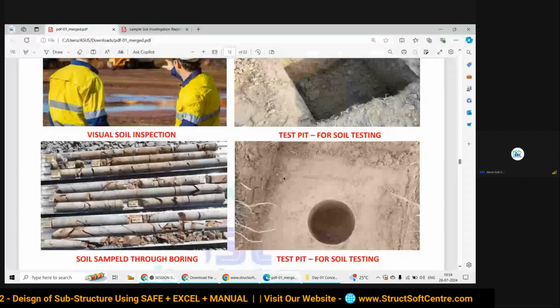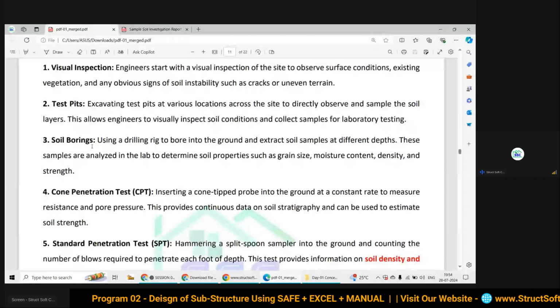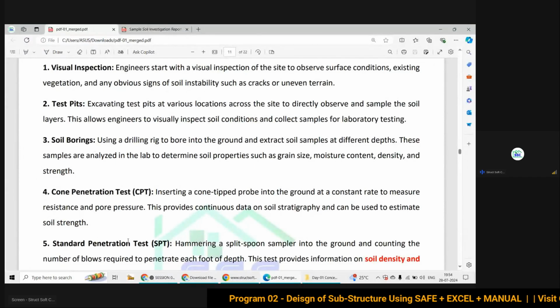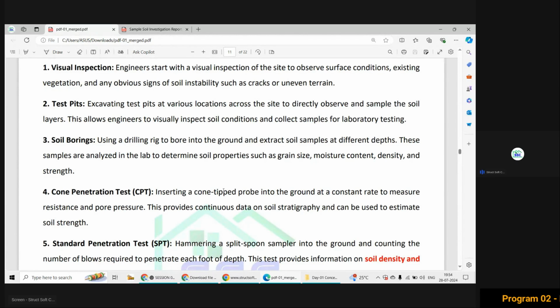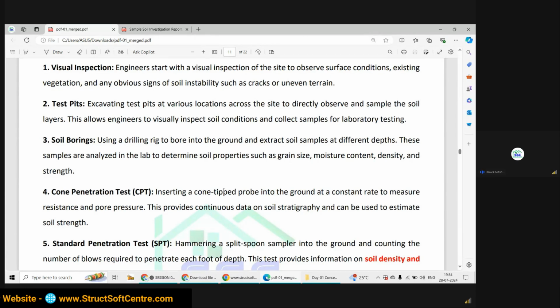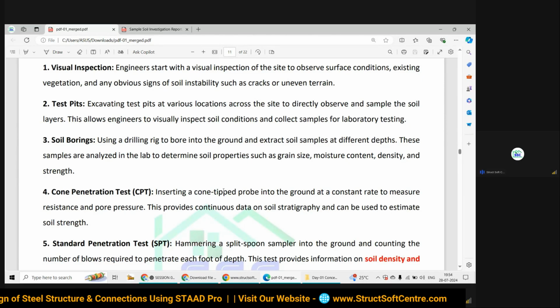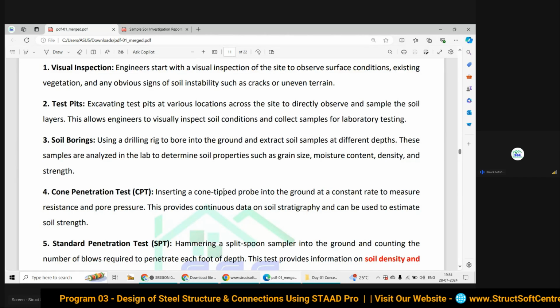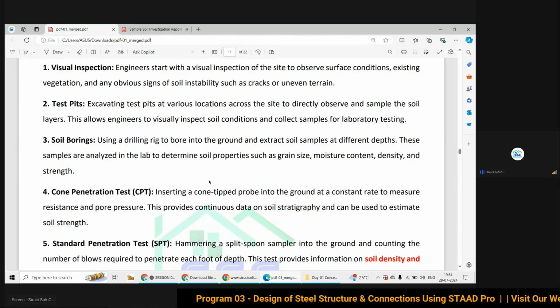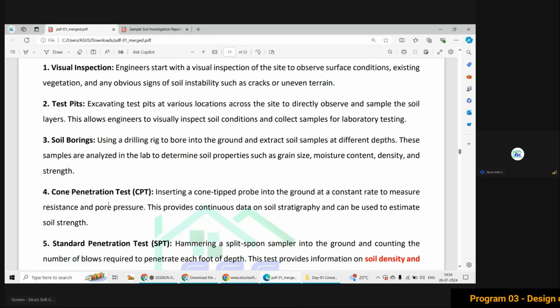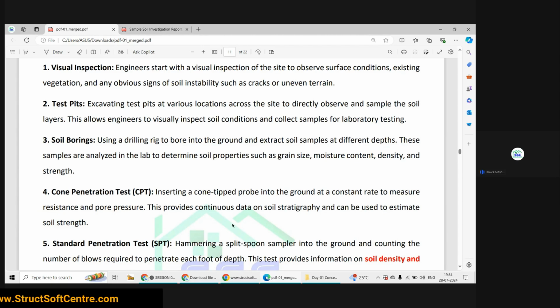Okay, next. Then second, soil borings, cone penetration test, standard penetration test. They are almost the same, just to find out the grain size, the hardness of the soil, and the moisture content of the soil. And if you want to do the study layer to layer at a greater depth, in that situation we are going to do the soil borings. We are going to do the standard penetration test.